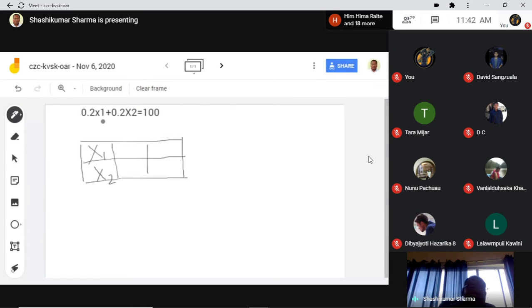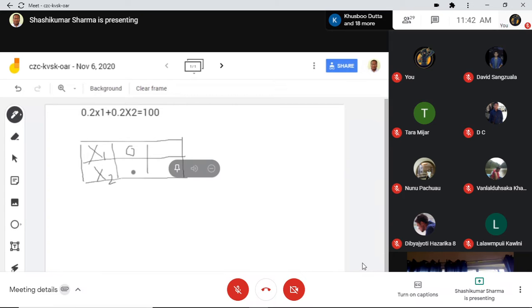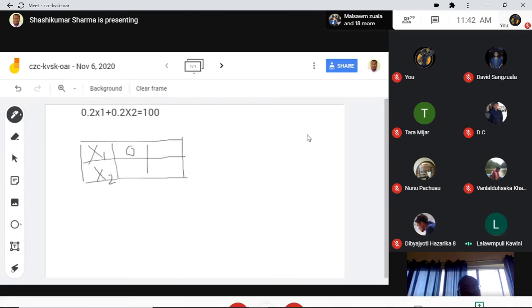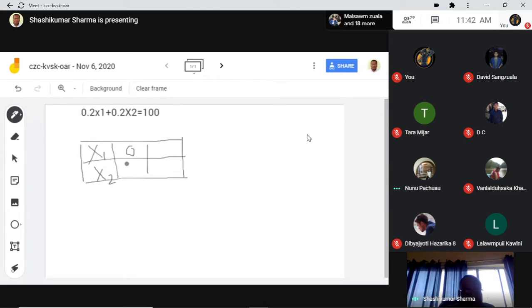Okay, so here again we take the same thing. Let x1 assume to be 0. Then what do you have out here? x2 is how much? 100 divided by 0.2. So you have another 0 will go up out there. So 500, right? 500.